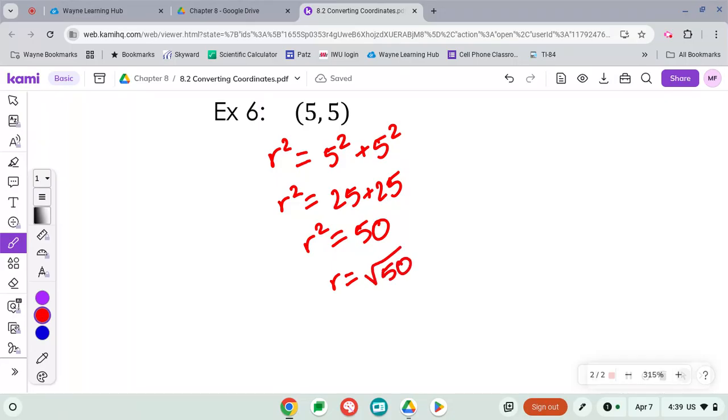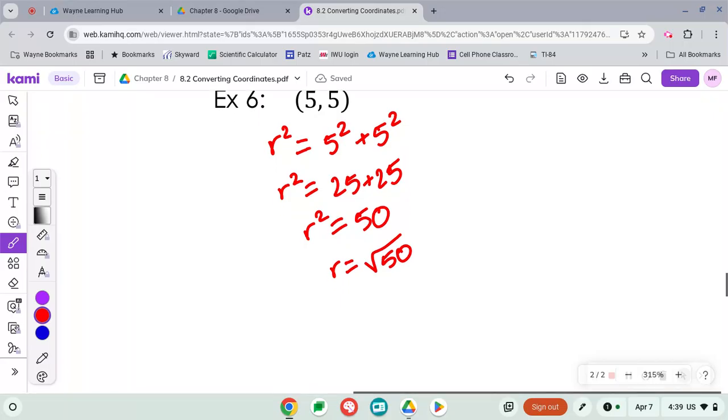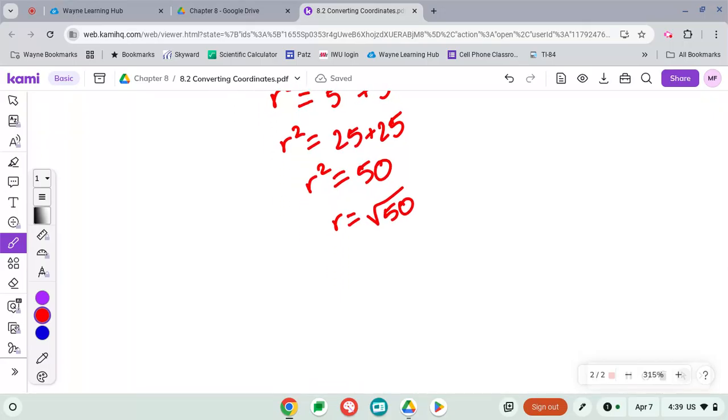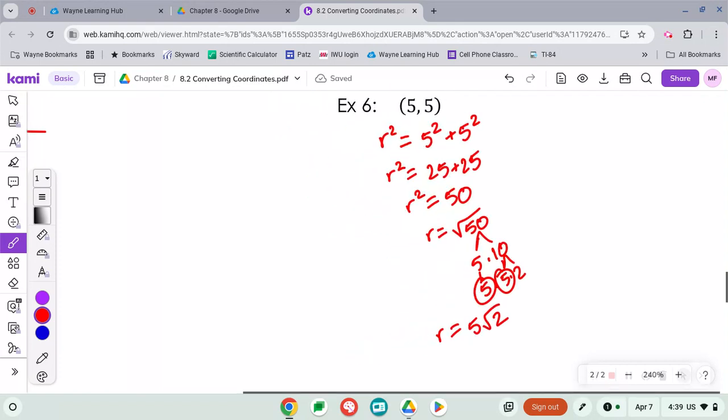Now, if you leave that like that, it will probably count it wrong on delta. That is not how it wants it, okay? Instead, we need to break this apart. So 5 times 10, 5 can't break down. 10 is 5 times 2. We have a pair of 5s. That can be rewritten as 5 root 2. That is our value of r after we simplify it.